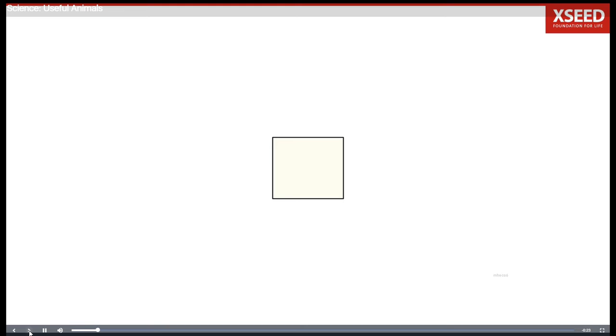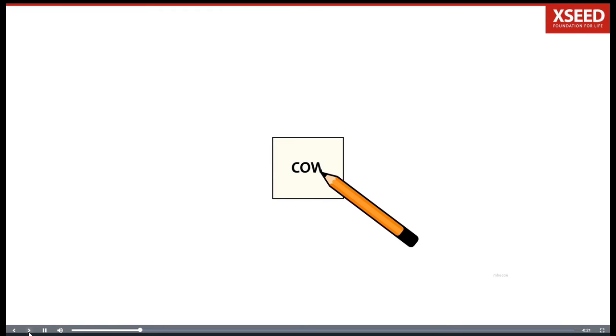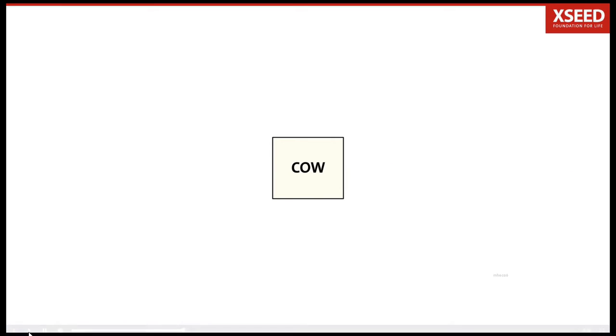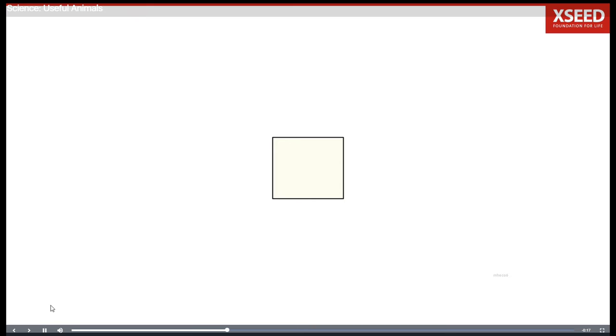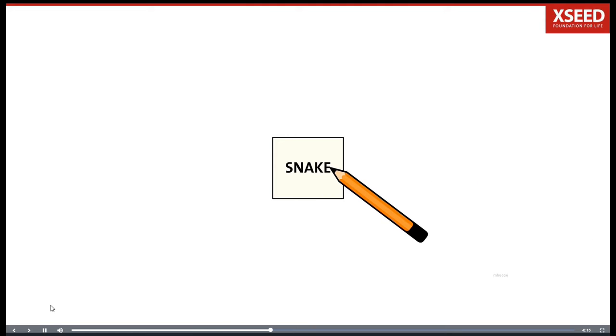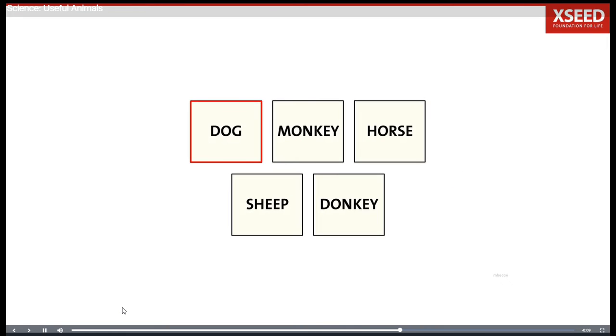Take a small strip of paper and write cow on it. Now take the second strip and write snake on it. In the third strip, write hen. Similarly, write dog, monkey, horse, sheep, and donkey on the remaining strips of paper.